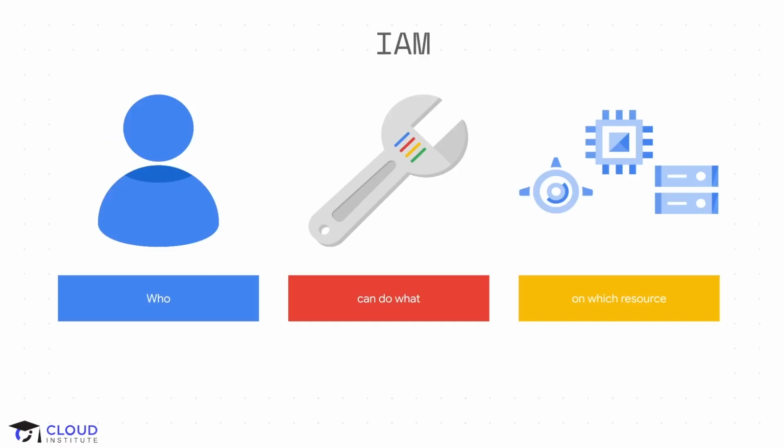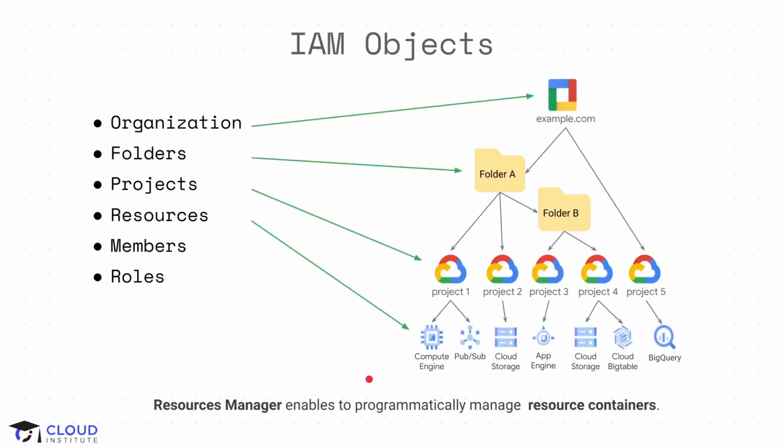So let's start. IAM means who can do what on which resources, and we have many IAM objects which can be classified in two groups. The first group contains organization, folders, projects, and resources, which represent the resource hierarchy. The second group, which is the IAM policy, contains members and roles.